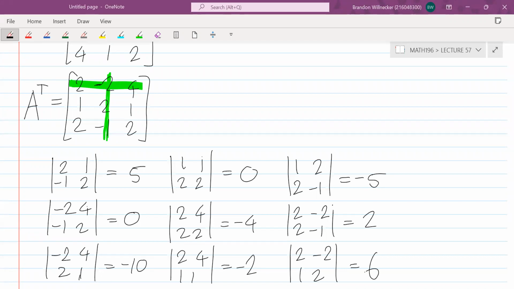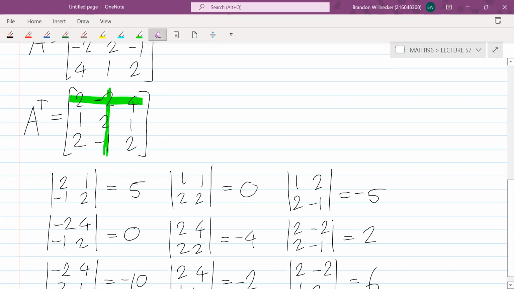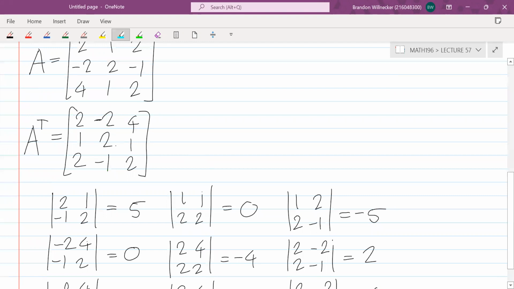I've got a question here. How did you get 5? Okay, so for the first entry, the first row, first column, that's a 2 there. We block out the first column and the first row. That's how you get this element. We look at the submatrix that's formed, this little green matrix here, the 2, 1, minus 1, 2. We take the determinant, and that gives us 5.